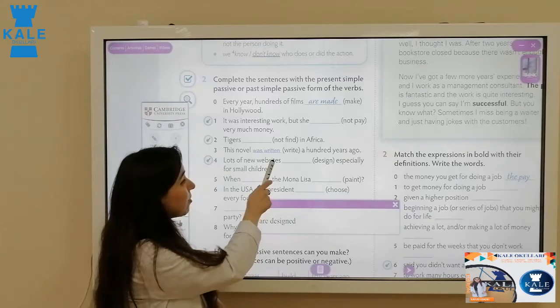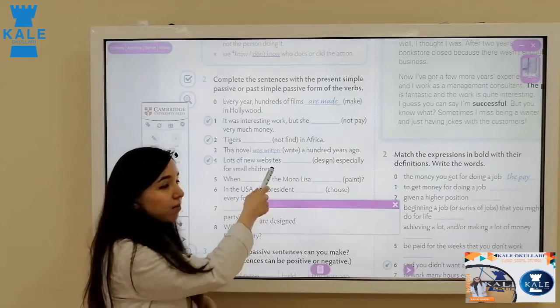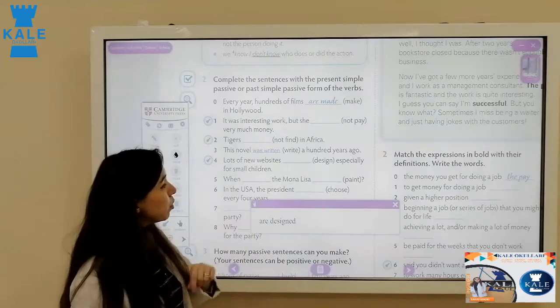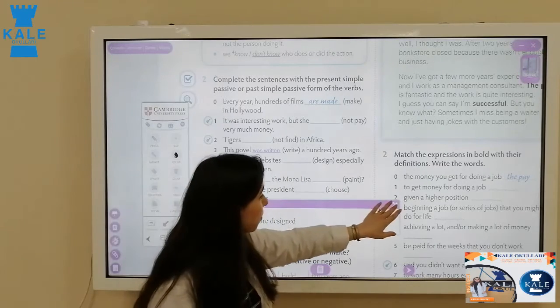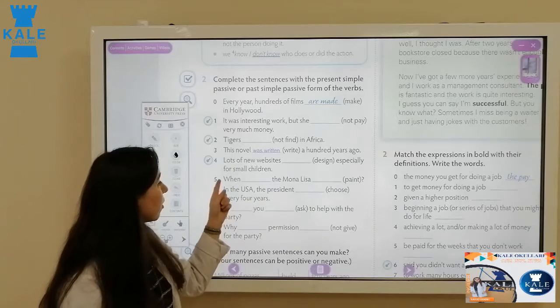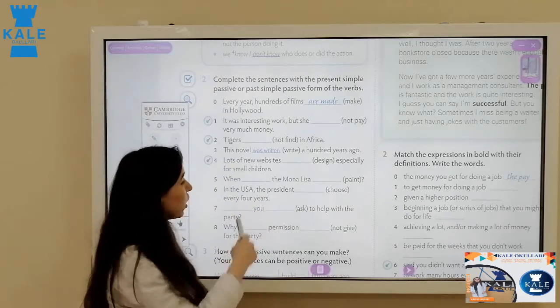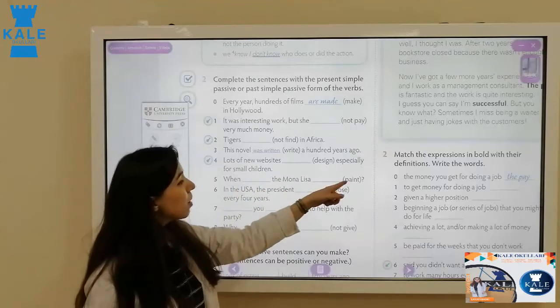Here again are websites, more than one. We have S here, yes? It makes it plural. So, are designed especially for small children. And number 5, this is question form, yes? Question form. When the Mona Lisa paint.